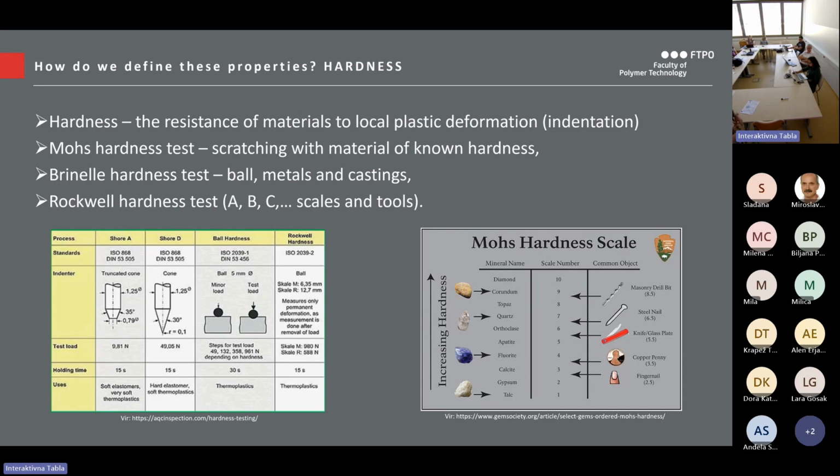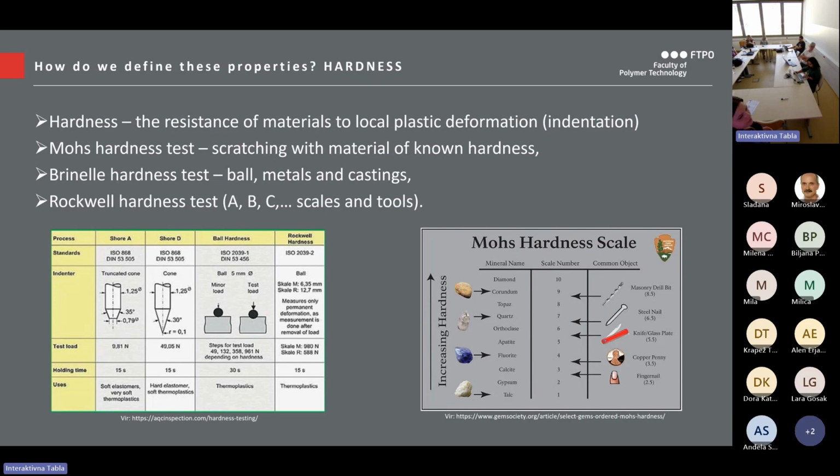For the polymer materials, Shore A and Shore D are most common for the softer materials, and Brinell and Rockwell hardness tests are also very well known. For Brinell hardness test, it's characteristic that a ball is indented into the sample. It's very often used with metals and castings. And Rockwell hardness test can be done for all types of materials.